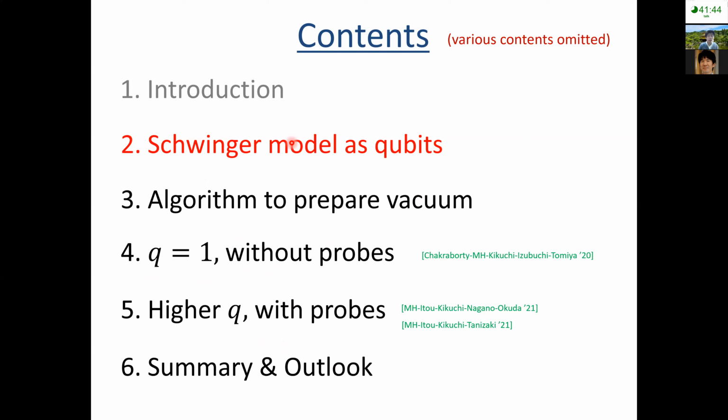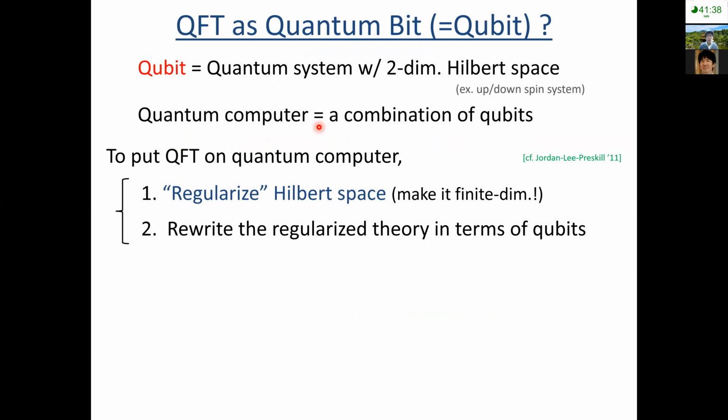Let me explain how to rewrite the Schwinger model in terms of qubits. What is a qubit? A qubit is a quantum bit, and physically a qubit is a quantum system with a two-dimensional Hilbert space. There are many ways to realize a qubit. A typical one is an up-down spin system. And a quantum computer is a combination of qubits.